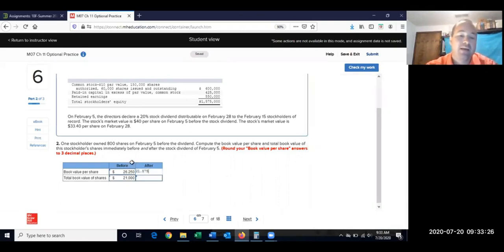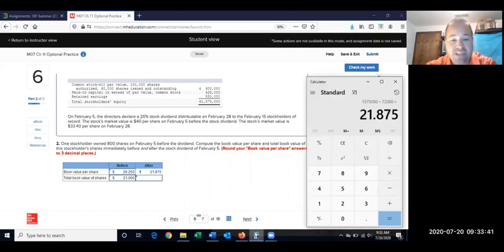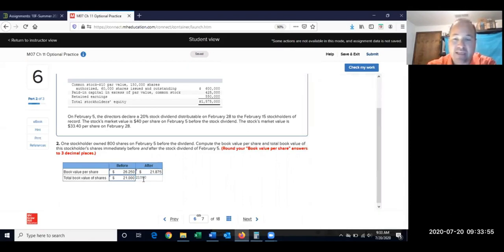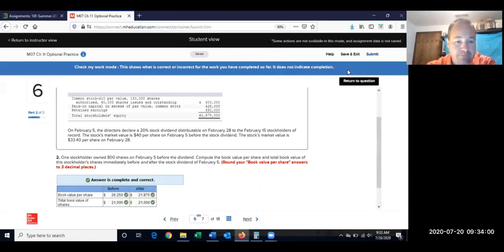21.75. However, the number of shares that this guy owns, he got an extra 20% more. So 20% of 800 is 160. So he now has 960 shares. So if I take this new share price, which went down, but he made up for it by having more shares. Look at that, it came out to be exactly the same. Check the work, it should verify that.